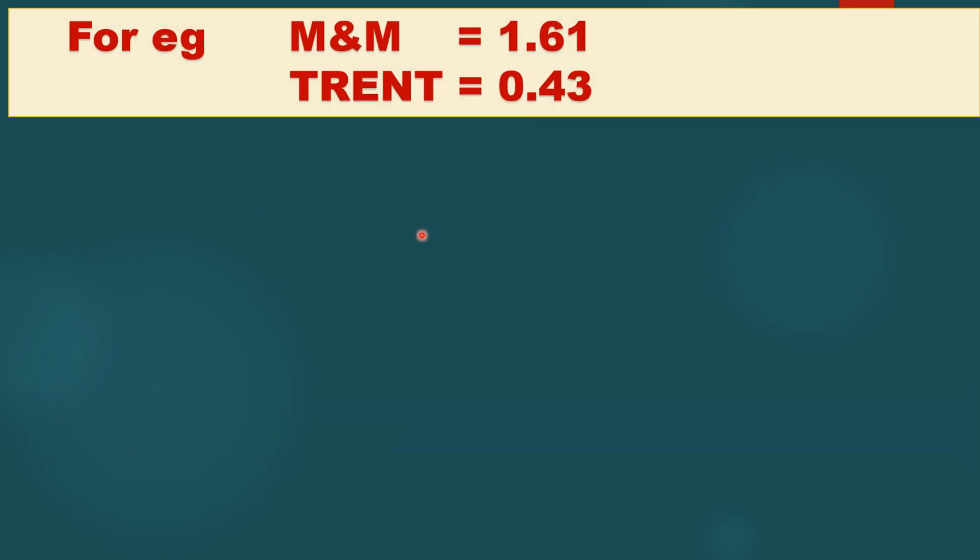Okay, let us take few examples to show how much debt to equity for Mahindra and Mahindra. It is equal to 1.61. Trend, Tata Trend textile fashion company, it is 0.43. So Trend has got lower debt to equity ratio.